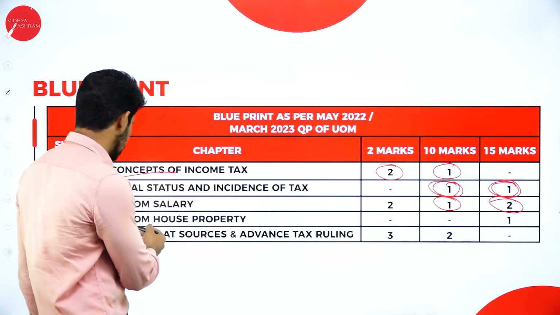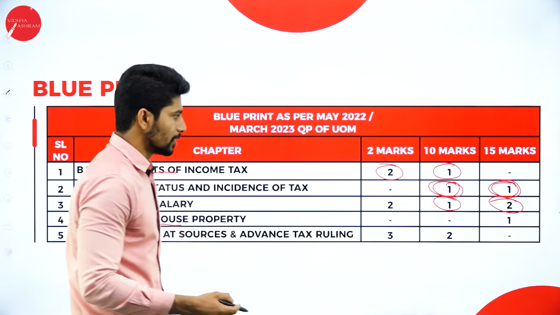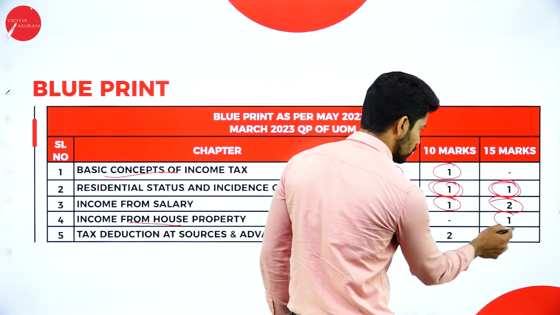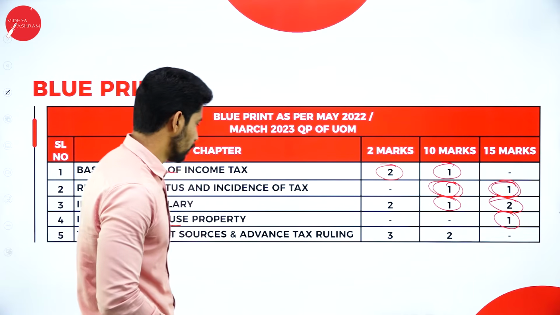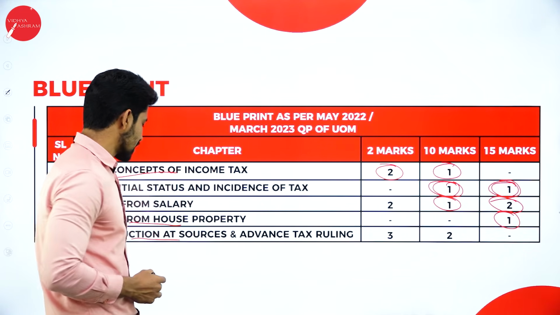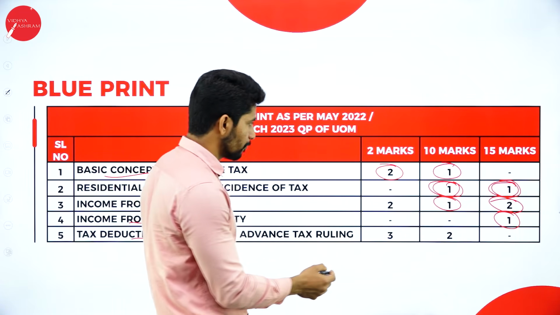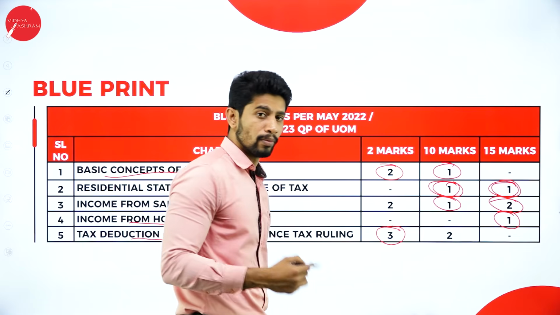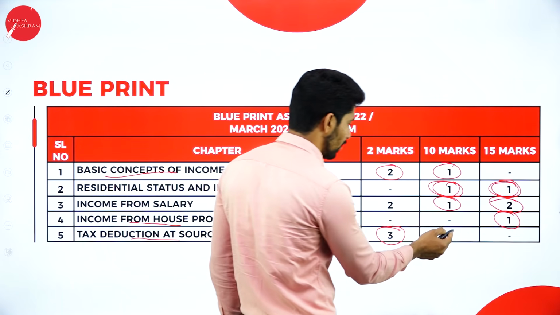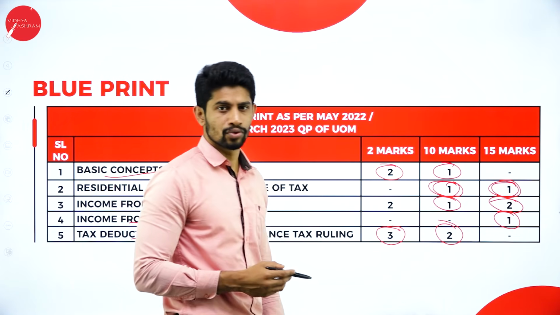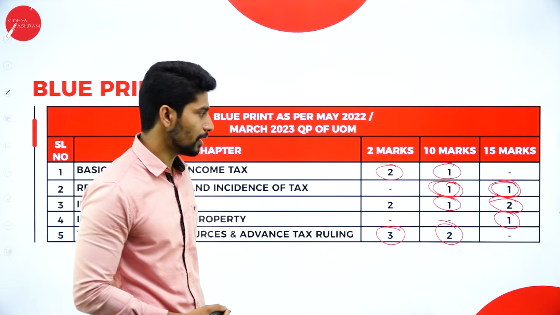And the 4th unit, income from house property. They'll ask 1 question of 15 marks compulsorily from unit number 4. And tax deduction and advance tax ruling, that is unit number 5. From unit number 5, for 5 marks or 2 marks you'll get 3 questions, and for 10 marks you'll get 2 questions under this particular unit.